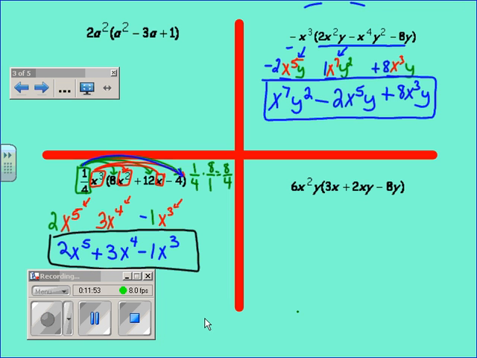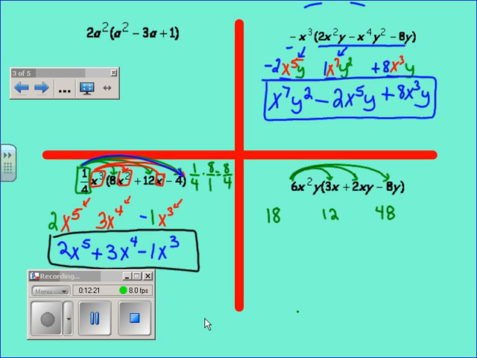All right, on our last problem, it's a little more complex. We have a little bit higher numbers, and we have the variables x and y. So let's give this a try. We're going to start by multiplying our coefficients. So we'll have 6 times 3, and we'll get 18. And then 6 times 2, and we'll have 12. And 6 times -8 is -48.